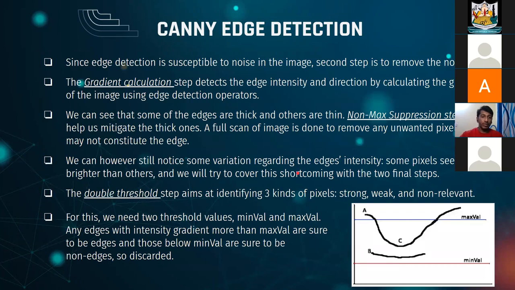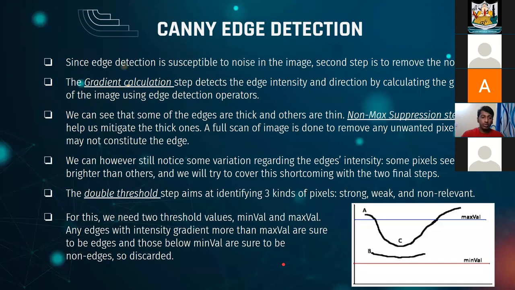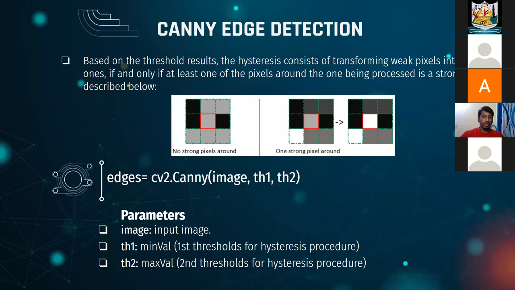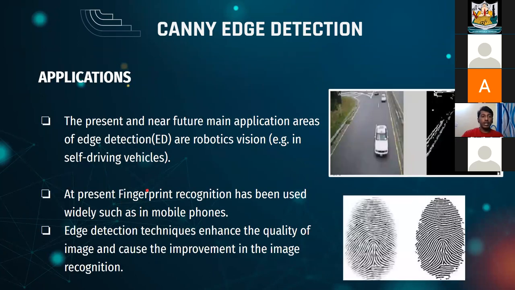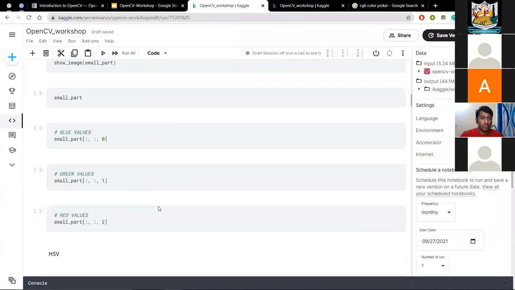So all these steps that you have, everything is done under the OpenCV hood. So you don't have to worry about anything. You just have to sit back and give the image and two thresholds, and it'll give you the edges. That's it. It does everything for you. Let me show you in action.